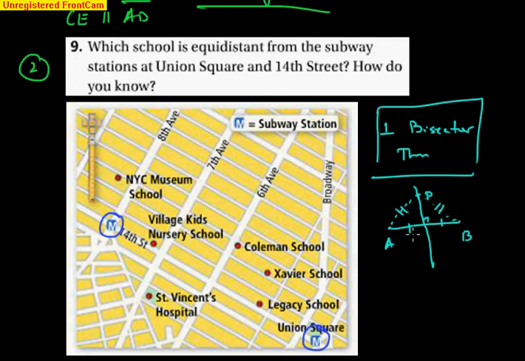So this problem boils down to constructing a perpendicular bisector of the segment connecting the 2 metro stations. So using my marker, I'm going to go down this street.